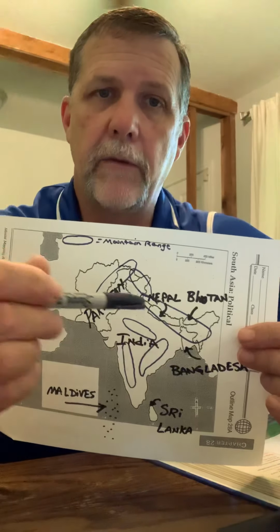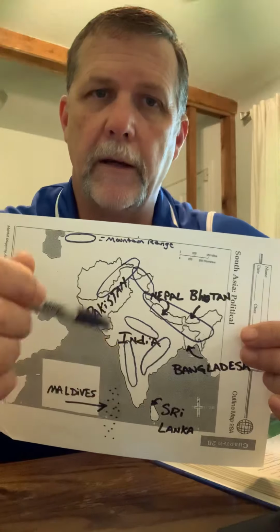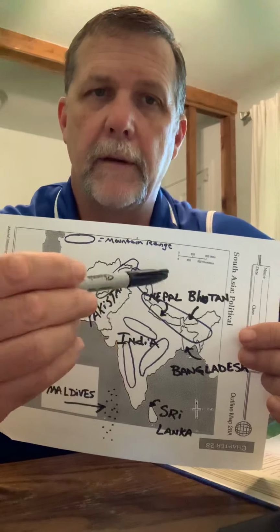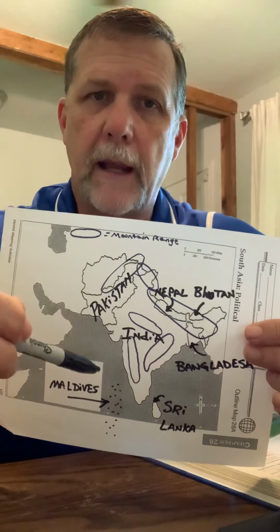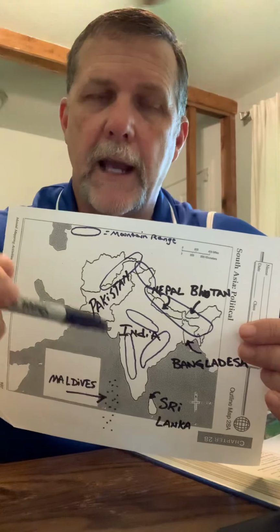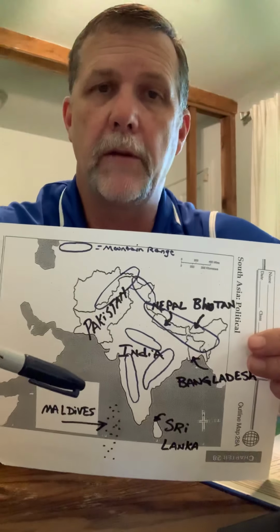Matter of fact, all these mountain ranges, the Karakoram, the Himalayan mountain range, they've created a barrier so that basically this entire region is kind of secluded down here. So they've either got mountains all the way around, or else they've got water all the way around. And it's kind of made them a little bit more secluded through the years.